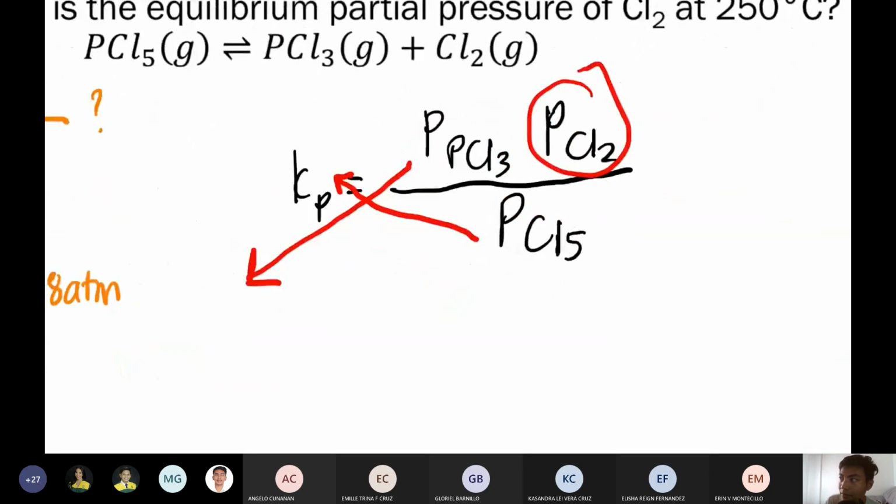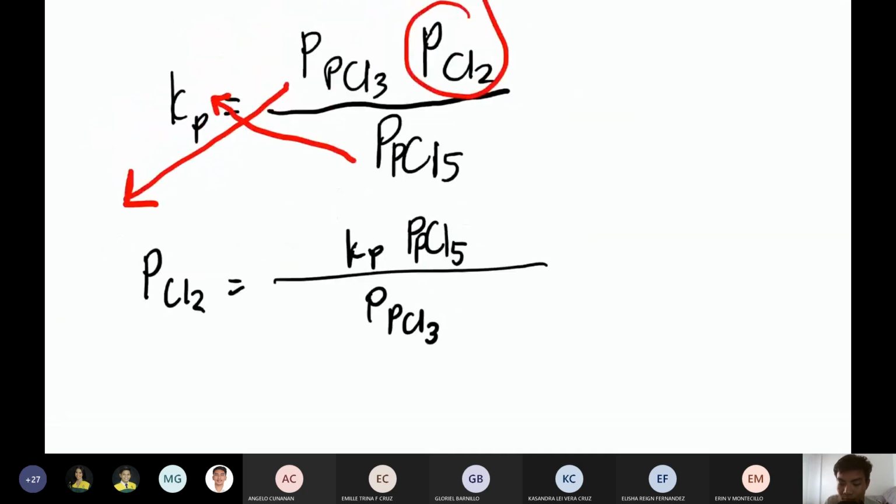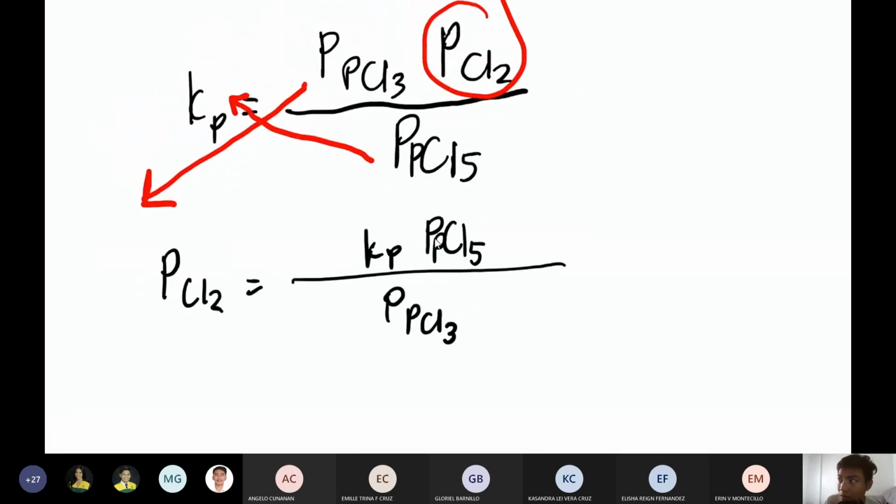Okay, ano uli ginawa natin? So ito, cross-multiply mo yun sa kabila. So itong denominator, mapupunta sa numerator. Ito, pag cross-multiply mo yan, mapupunta siya sa denominator sa kabila. So let us rewrite the equation. So we have PCl2 equal to Kp times pressure of PCl5. And then sa baba, yung pressure ng PCl3. So, yan. So, Kp, PCl5.